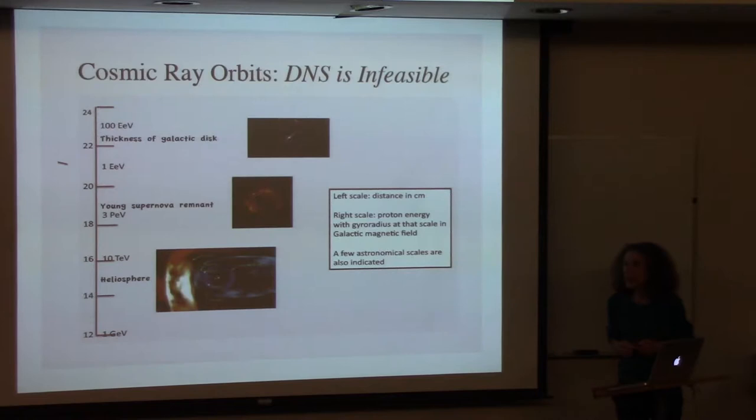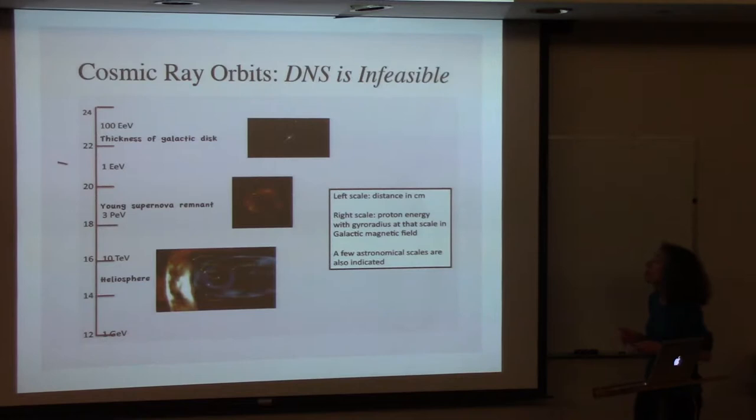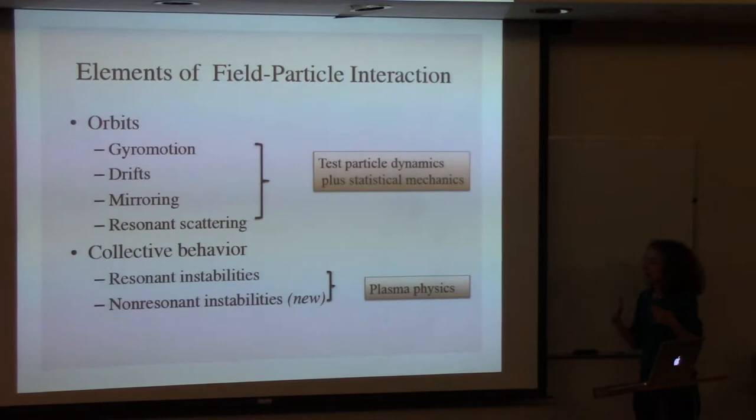Okay. So, in understanding how the cosmic rays propagate in the galaxy, even if we knew the magnetic field perfectly, which of course we don't, direct numerical simulation of the orbits would just be infeasible. And that's shown here by showing the gyro radii of particles of different energies, interleaved with the sizes of various objects. So for the GeV particles that we're interested in, their gyro radius is below an AU. So it's just infeasible to follow them directly. And so we have to resort to some other way of looking at it.